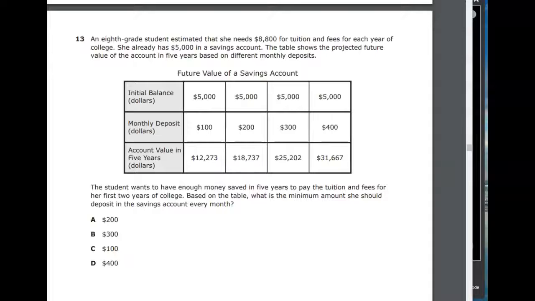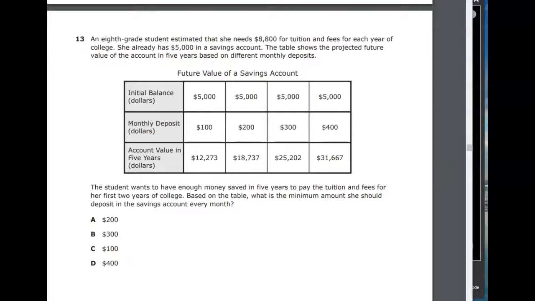So an 8th grade student estimated that she will need $8,800 for tuition and fees for each year of college. She already has $5,000 in her savings. The table shows the projected future of the account in 5 years based on different monthly deposits. The student wants to have enough money saved in 5 years to pay tuition and fees for her first 2 years of college. Based on this table, what is the minimum amount she should deposit in the savings account every month?